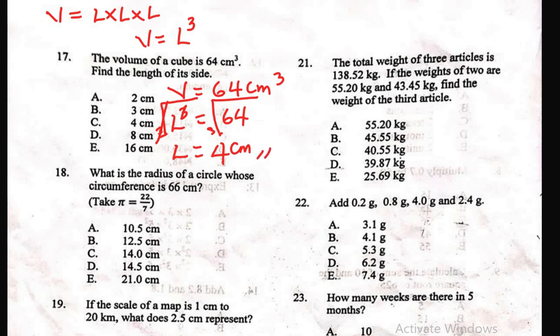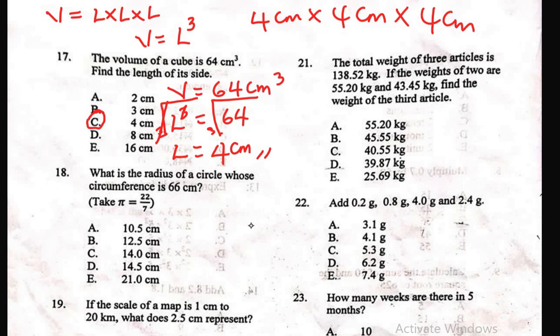How do I know? Cube root, you think of what you can multiply by itself in 3 places to get 64. 4 cm times 4 cm times 4 cm in 3 places will give you 64. That is why our answer is 4 centimeters. Alright. Question 18 says, what is the radius of a circle whose circumference is 66 centimeters?